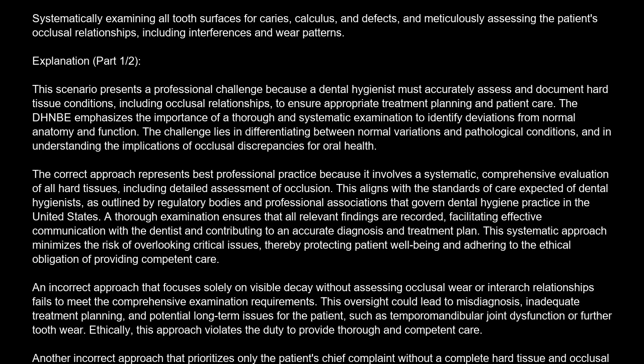The DHNBE emphasizes the importance of a thorough and systematic examination to identify deviations from normal anatomy and function. The challenge lies in differentiating between normal variations and pathological conditions, and in understanding the implications of occlusal discrepancies for oral health. The correct approach represents best professional practice because it involves a systematic, comprehensive evaluation of all hard tissues, including detailed assessment of occlusion.